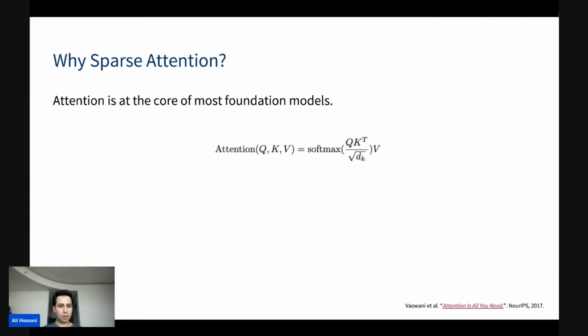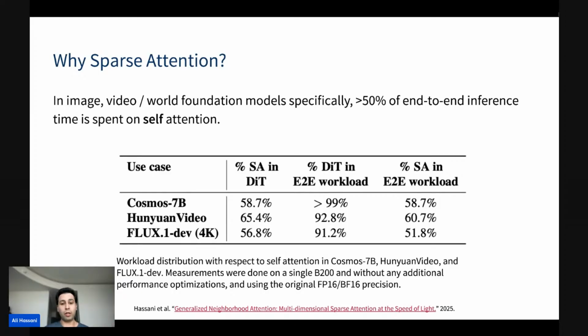First of all, why do we care about sparse attention? Why even study this problem? Well, attention is at the core of most foundation models. So that's reason number one. We want to be efficient, and attention is sometimes criticized for its quadratic complexity, and that also leads to certain workloads being predominantly attention bound. So in image, video, and world foundation models specifically, the larger your resolution or the longer your video, the number of tokens grows so much that you easily spend more than 50% of your end-to-end inference time on self-attention.